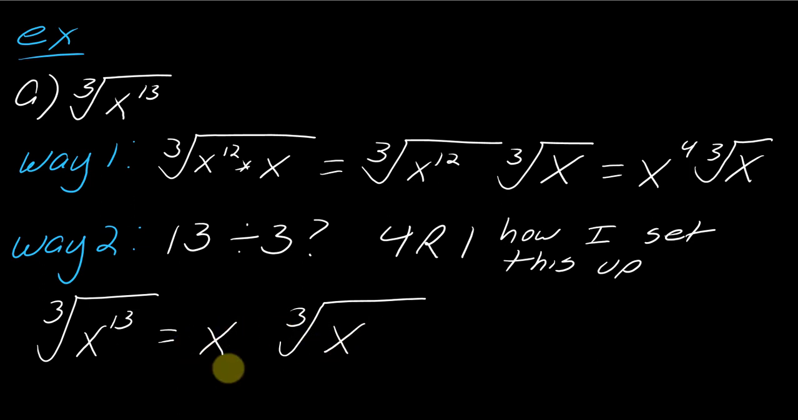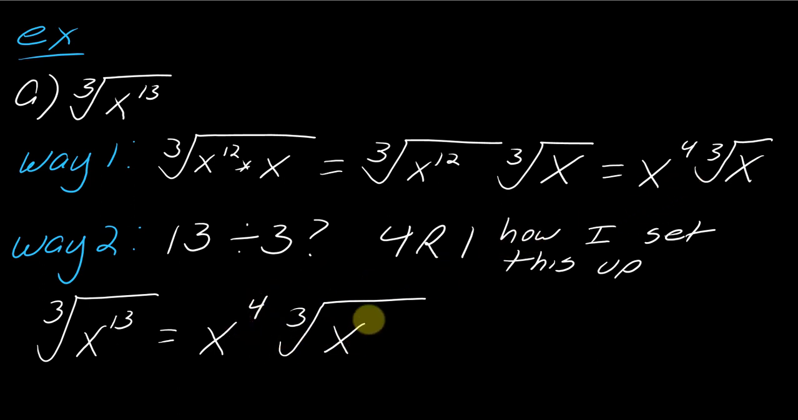I haven't done anything yet besides set it up. How many times does 3 go into 13 evenly? It goes in, now watch this, 4 times with a remainder of 1. And I don't actually need that 1, so I'm going to erase it, but in the spirit, there's a 1 here. So see how it gets you to the same thing?